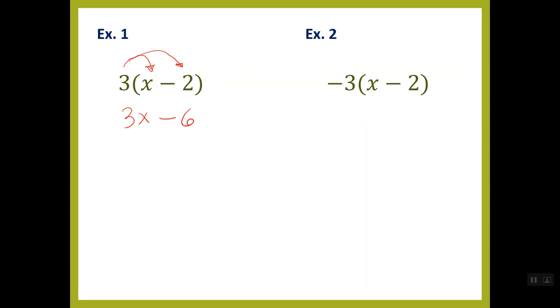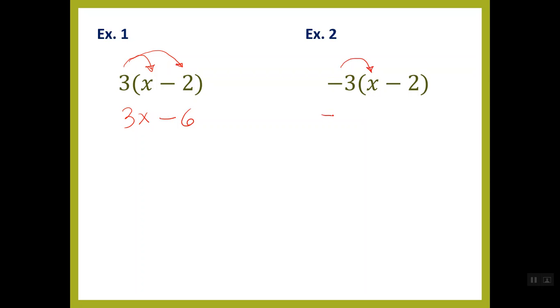All right, let's try another one. Negative 3 times x minus 2. Well, here what we're distributing is the value that's right up against the parenthesis. It's a negative 3. So if I were to distribute negative 3 and multiply it by everything inside, I would have to first multiply it by an x.